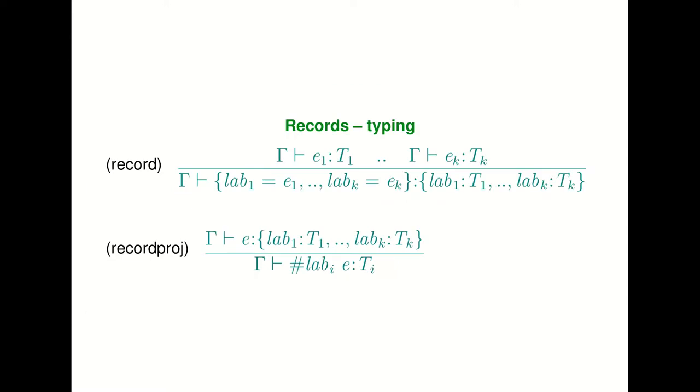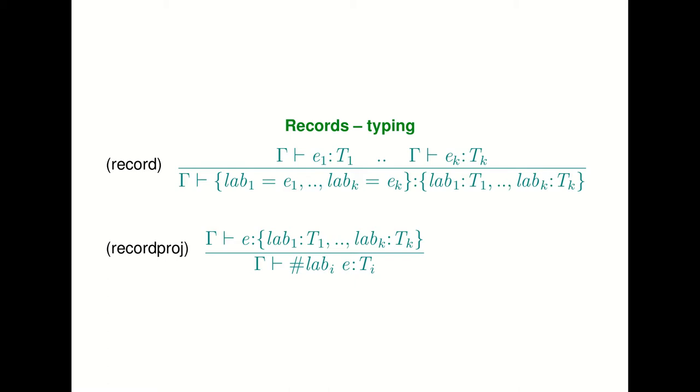The typing rules for records are going to be something like: a record expression will have a record type if each of the components has the appropriate type. So if label 1 is equal to E1 in the expression, and the type tells you that label 1 should have the type T1, then you check that E1 has the type T1, all the way up to EK having the type TK. You can see a bit of abusive notation here. I write dot dot dot, and that's okay because you're a human being and you know what I mean. You know that each E sub I has to correspond to the T sub I.